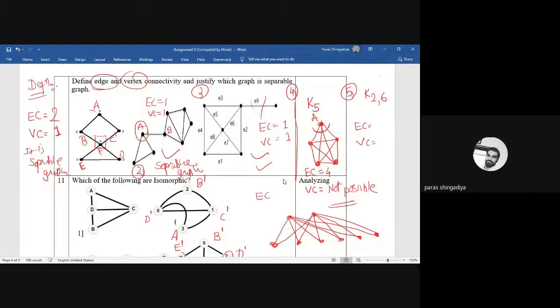Why is it 2? Just delete, let us say it is a vertex A. To disconnect A, how many edges do you have to delete? 2 edges. Okay. So edge connectivity will be 2. Now what is the vertex connectivity?